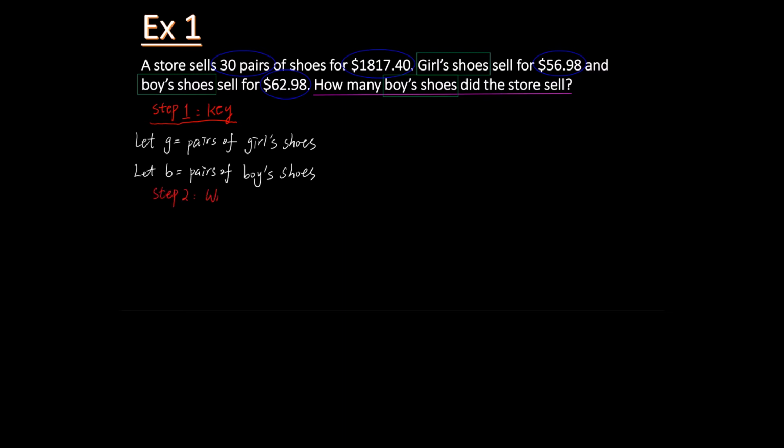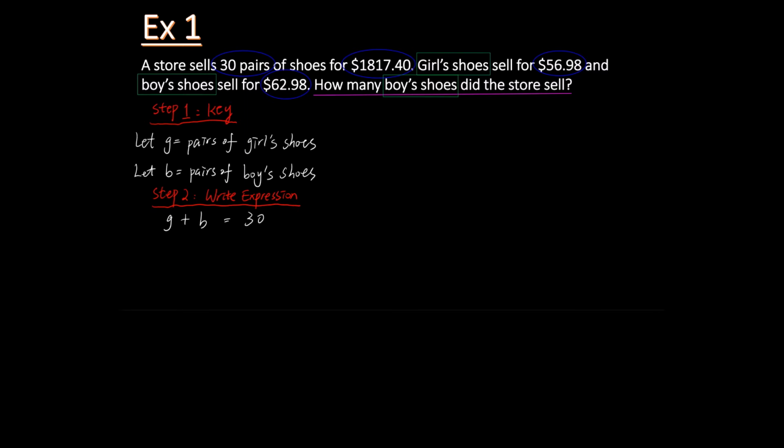Step 2. Write algebraic expressions. The question said the store sells 30 pairs of shoes. That means girls' shoes and boys' shoes are equal to 30 pairs. So we write G plus B equals 30.